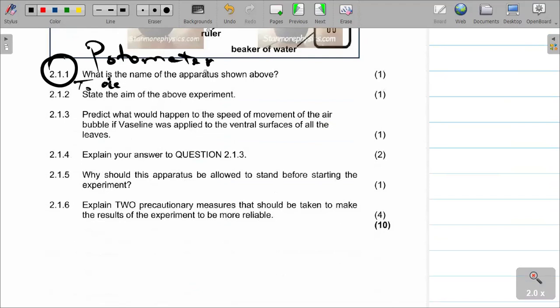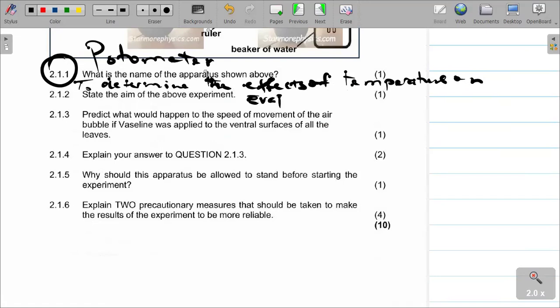To determine the effects of temperature on transpiration. The effects of temperature on transpiration is what we are supposed to determine, to investigate, or to prove, if temperature is affecting transpiration. So that's the experiment that is being done.